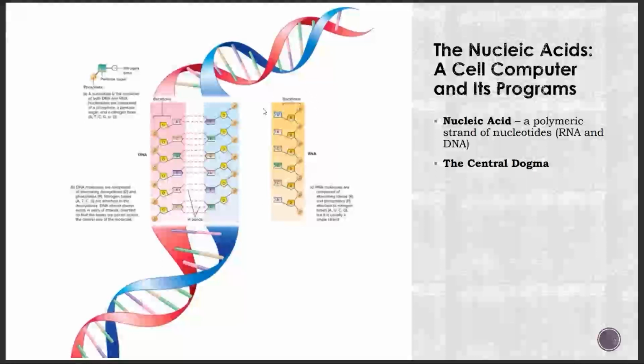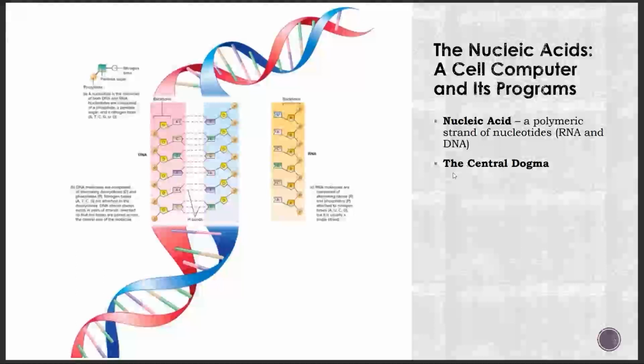When we go look at RNA, it looks very similar. We still have our phosphate. It has a slightly different sugar. Instead of having deoxyribose, we have a ribose sugar over here. And we have similar bases, except this time, we have a uracil instead of a thymine.